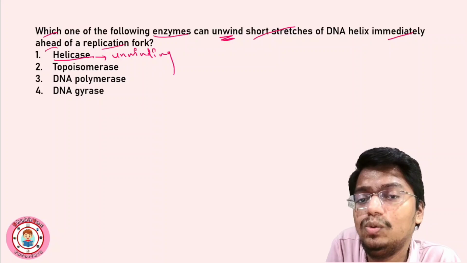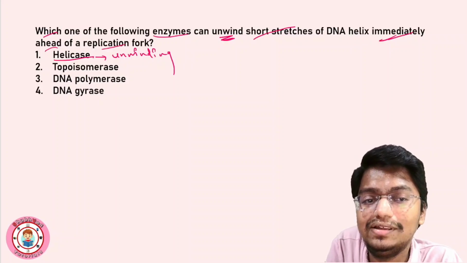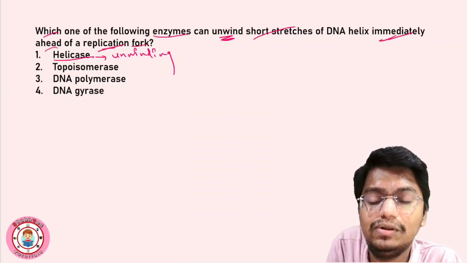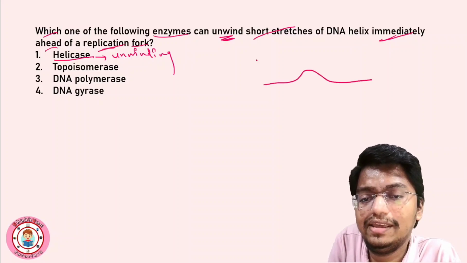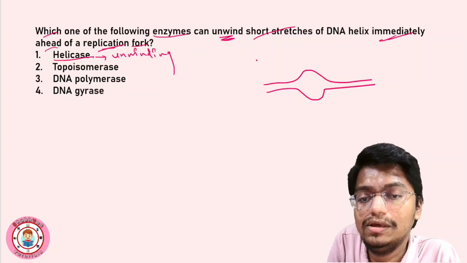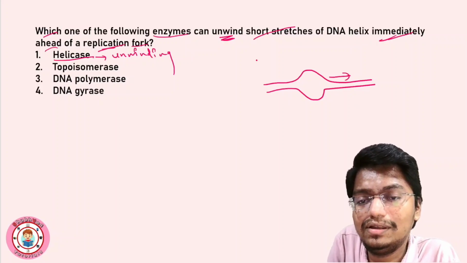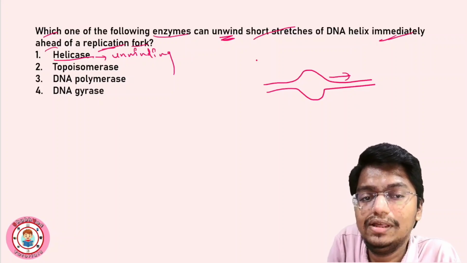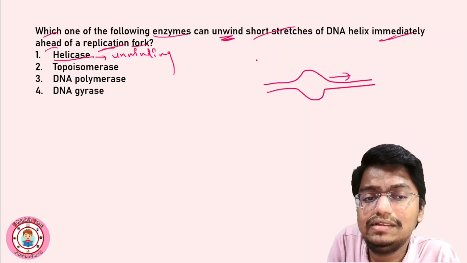Unwinding में helicase का role है. But here the important term is immediately after a replication fork. Now see, this is a DNA, this is a replication fork, right? यहाँ पे helicase ने unwinding किया है, but यहाँ पे अभी नहीं किया है. So here after the replication fork, just ahead, जो एंजाइम काम करता है for unwinding, first that is DNA gyrase.